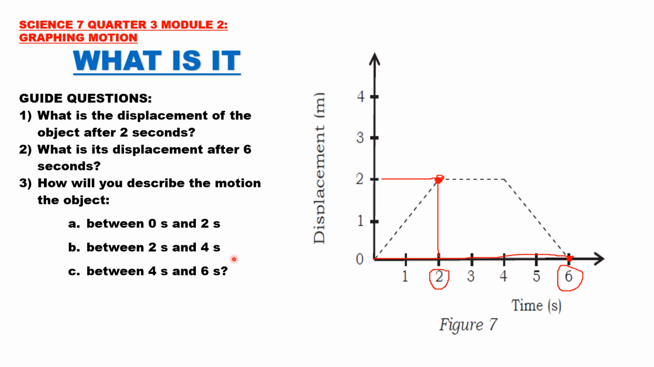Next, letter C. How about the motion between 4 seconds and 6 seconds? So, ito yung 4 seconds natin, papuntang 6 seconds. Ang ating line ay pababa. So, ano ibig sabihin nun? Ang ating displacement ay pababa rin.